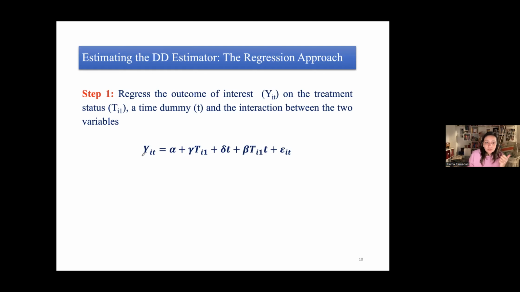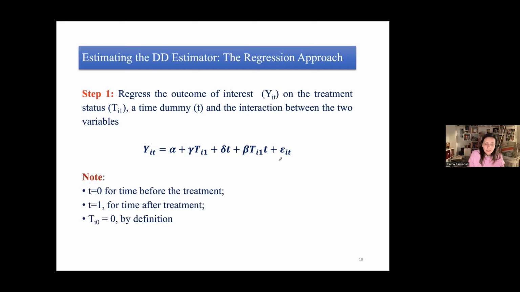In other words, my outcome variable for individual i at period t equals alpha, which is my constant, plus gamma multiplied by T_i1, which is the treatment of individual i at period 1. It's at period 1 because we know that at period 0 there was no treatment. Plus delta multiplied by T, the time dummy, plus beta multiplied by the interaction between the treatment dummy and the year dummy, plus our error term.